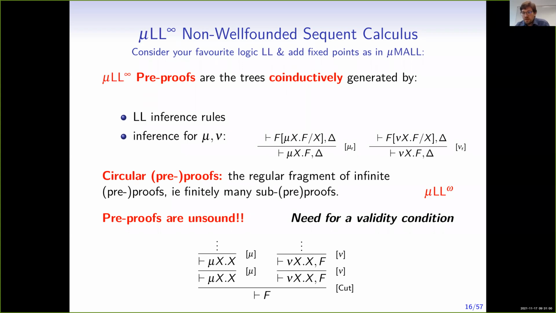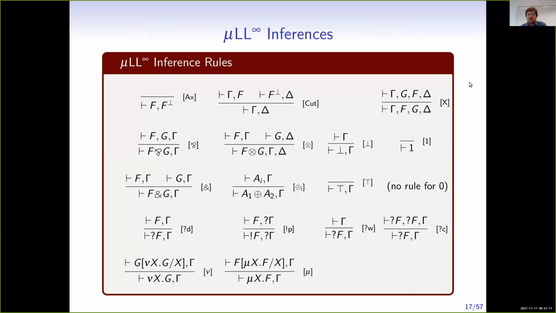My favorite logic is linear logic, so I want to consider this instantiated with linear logic, and with one-sided sequents, we don't have to consider the left rules. So this is the μMALL infinite sequent calculus, the inference rules. The first 3 lines are just what we saw, it's still MALL. The last 2 lines are the new fixed point rules.